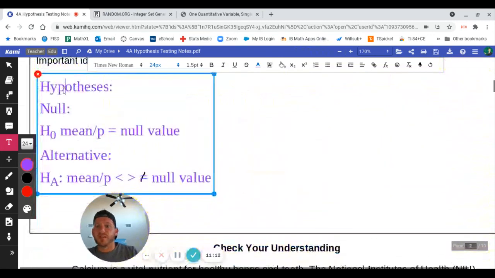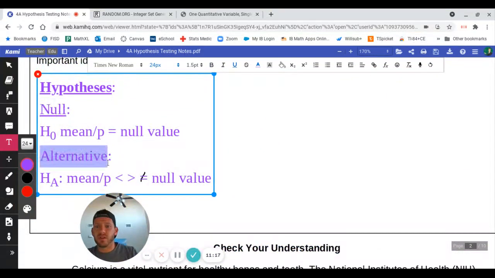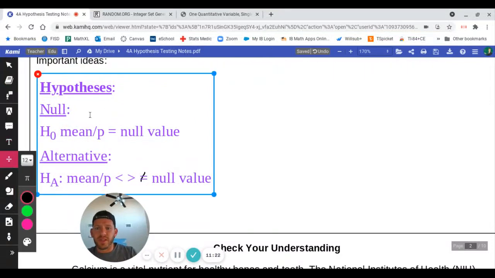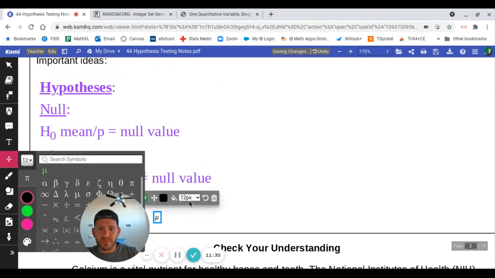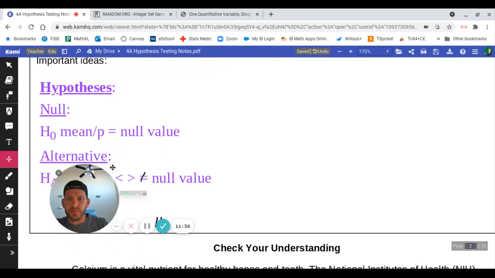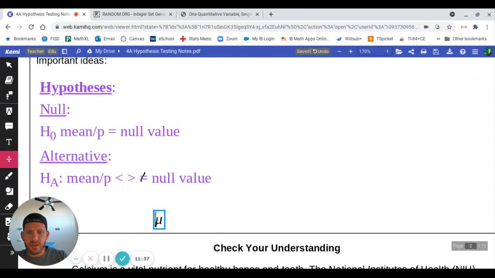So our hypotheses, we have our null hypothesis, H sub 0, our alternative hypothesis, H sub A. And we're going to have mean. Remember, our variable for mean is not M. It is instead the letter mu. So let's make that much bigger for you. We have our mean is mu, for our population mean.